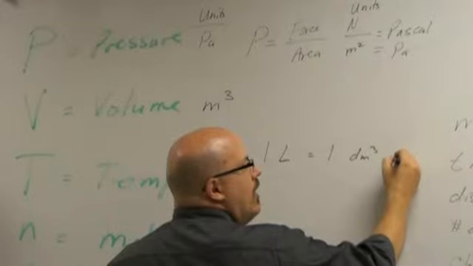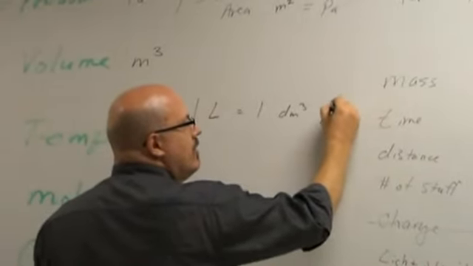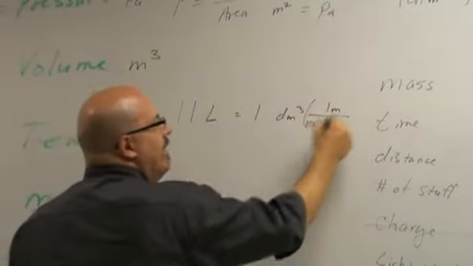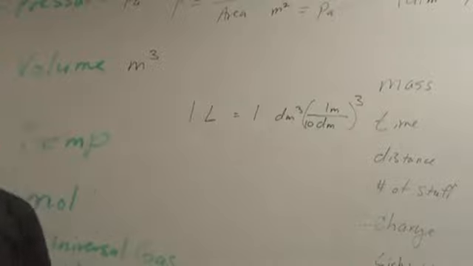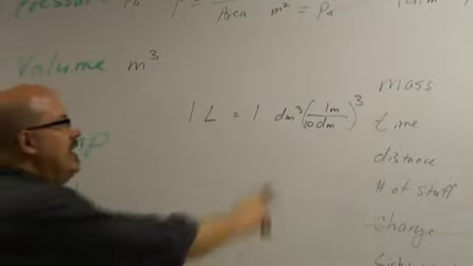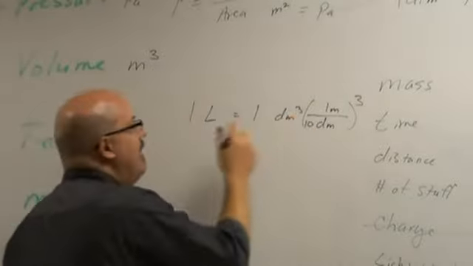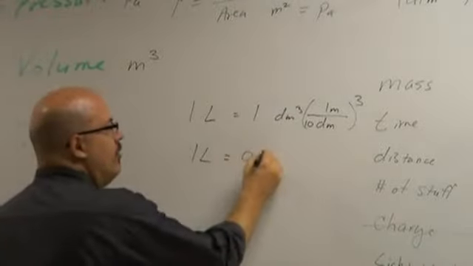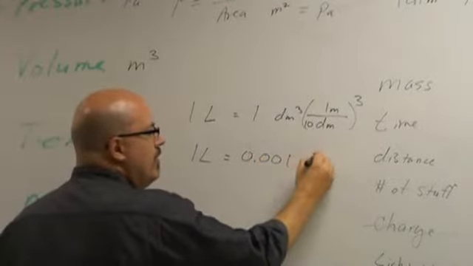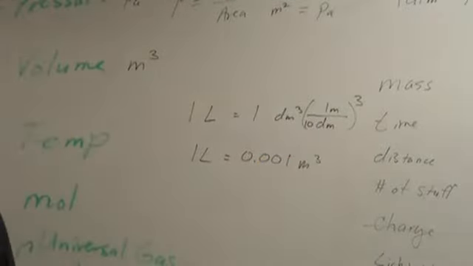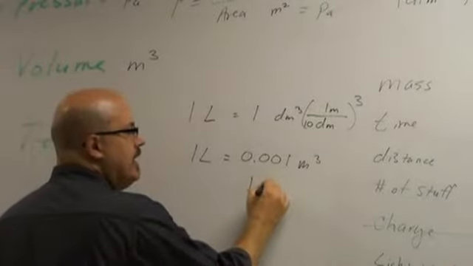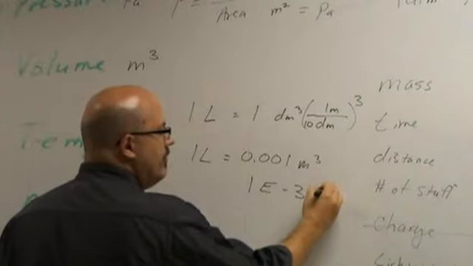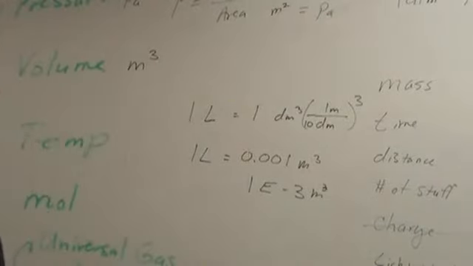1/10. So decimeters to meter, 1 meter equals 10 decimeters, right? But I have to change that, I have to cube it, right? So if I divide that by 10 3 times, 1 liter equals how many cubic meters? 0.001 meter cubed. Okay? Or we would write it 1 e to the negative 3 meters cubed. All right? That's how we'd handle it.